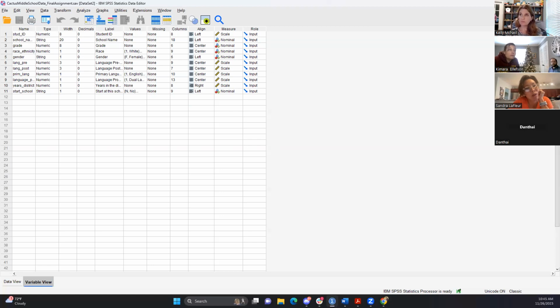So when we go about running, one of the things I thought about was just frequencies. How many of what do we have? How many boys, how many girls, how many of everything? So you could run frequencies on most of these, not student ID, or school name, and not on grade, because those three are constant pretty much, but race, gender.